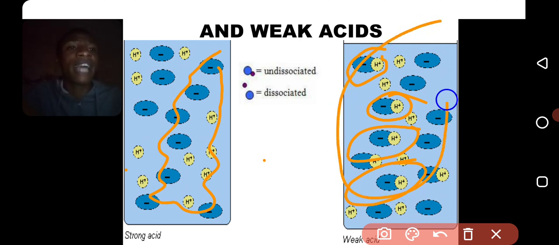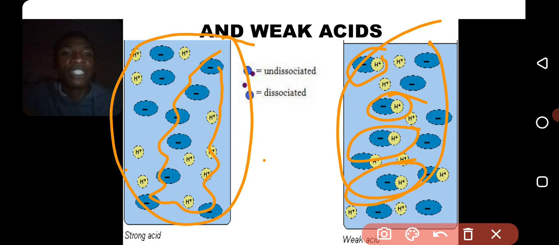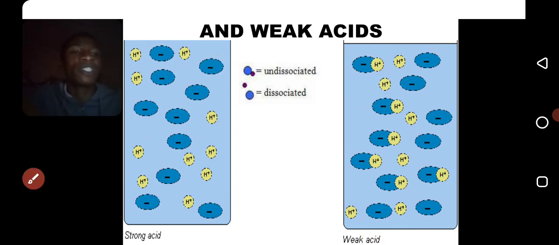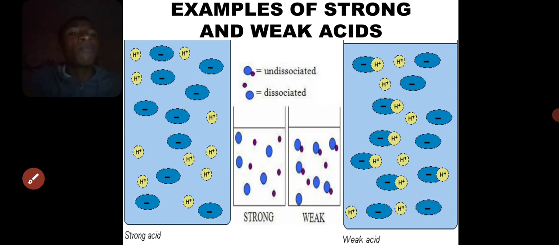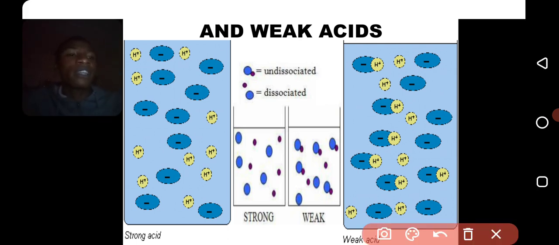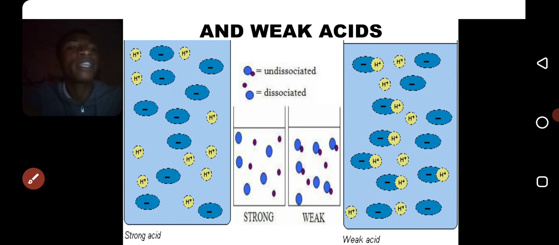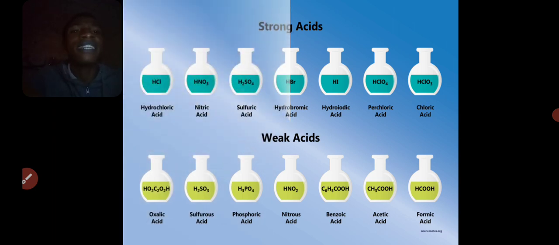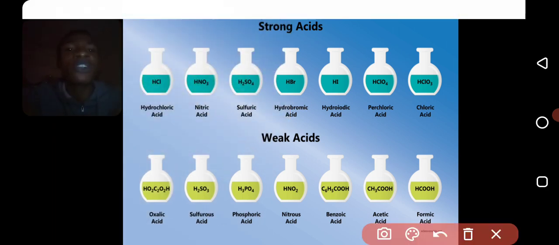So here is a weak acid. Sorry, not base, weak acid. Here is a strong acid, where you have complete ionization. So that's another example also. You know why this one is strong: there's complete ionization. This is weak, there's partial ionization of the acid. So take note of that. We have complete ionization for strong acid, partial ionization for weak acid. Let's see examples of strong and weak acid. Strong acid: hydrochloric acid is a strong acid.